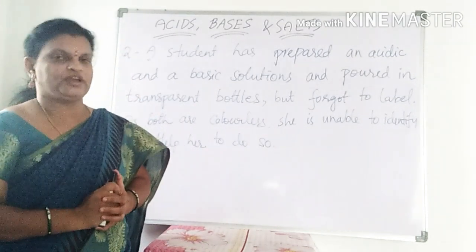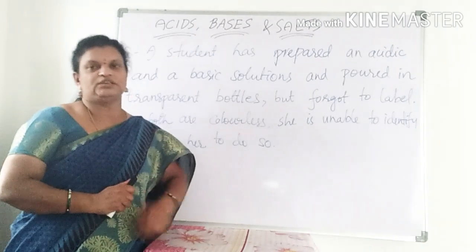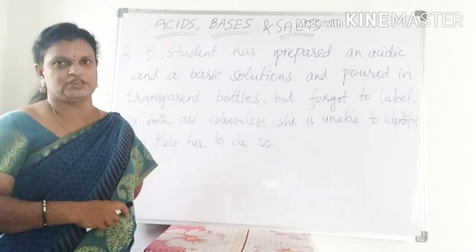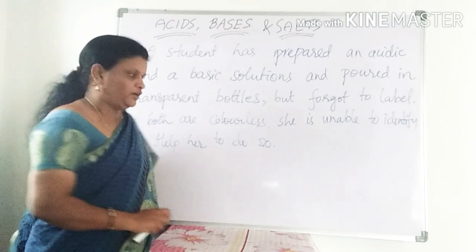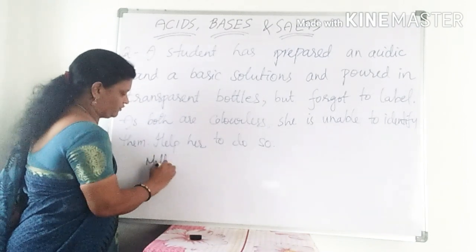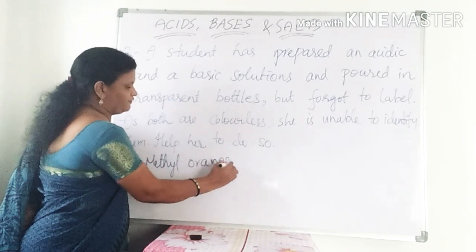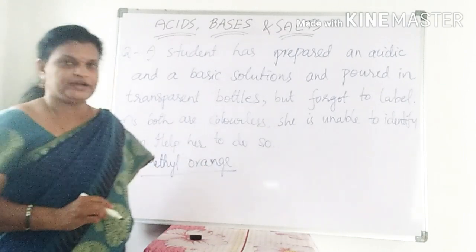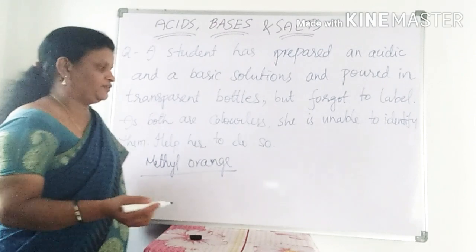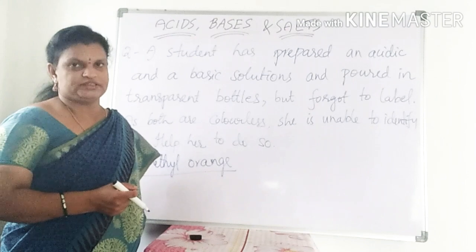So what can we do? We can use our indicators, because both are colorless. By using color indicators, we can identify those solutions, right? If you want to use methyl orange, then if the methyl orange is converted into red color, we can say that particular solution is acidic, and the other one, if it converts into yellow color, we can say that particular solution is basic.